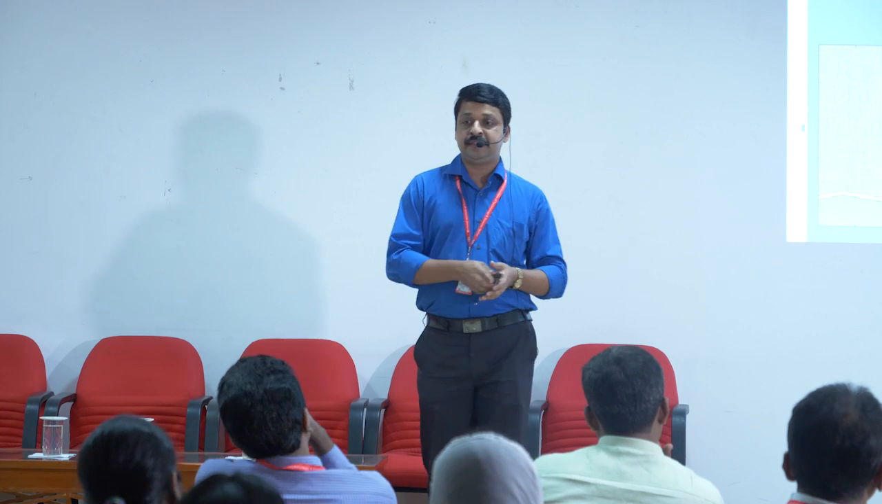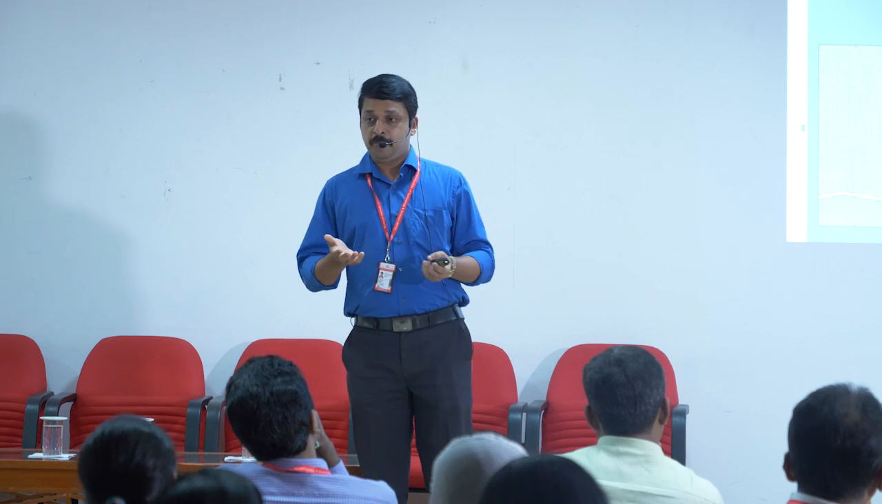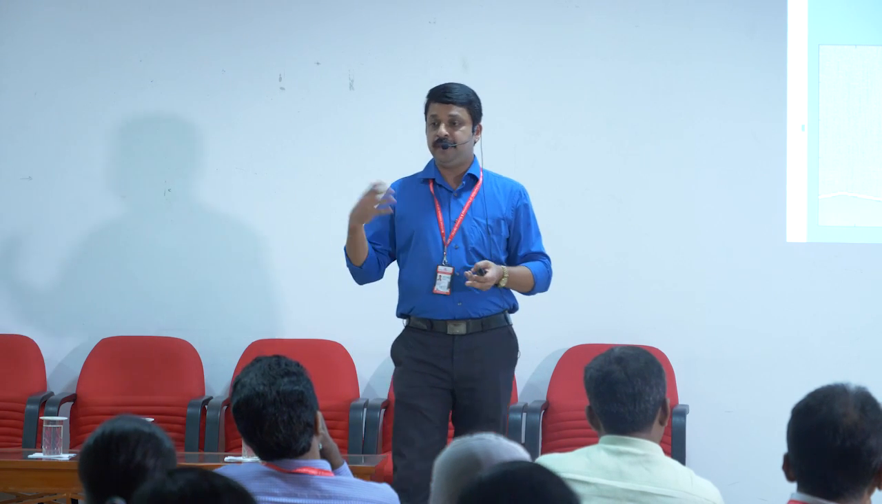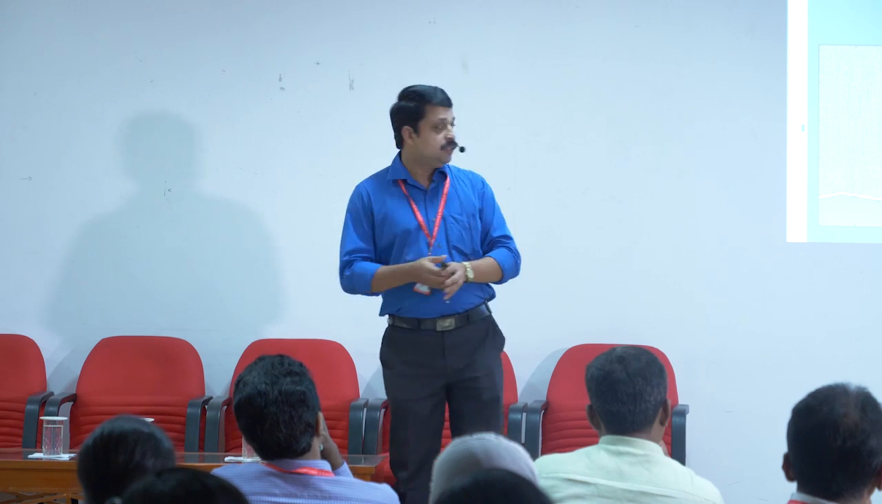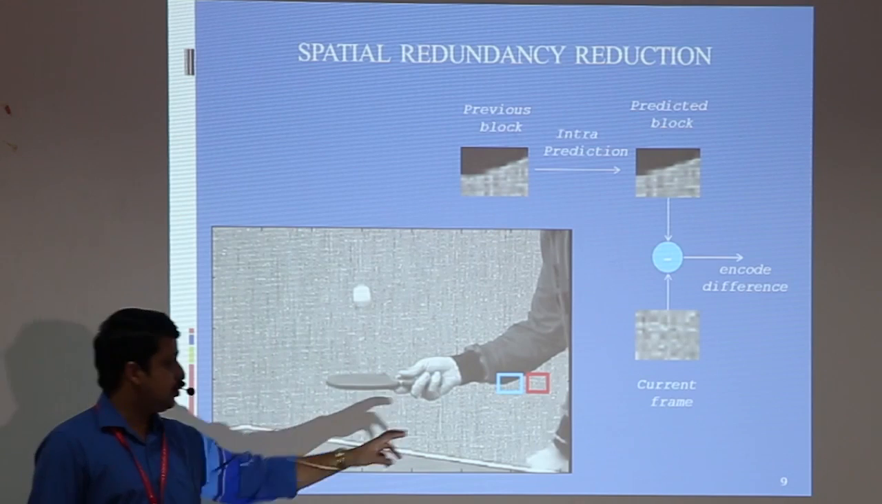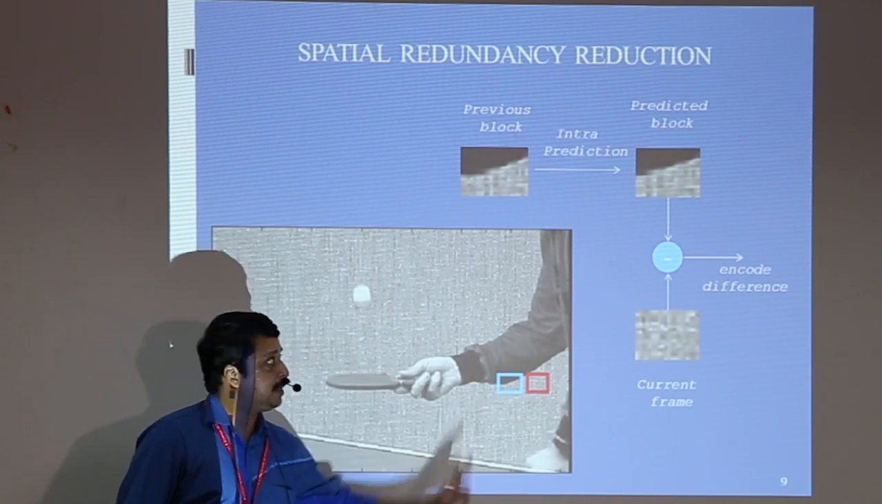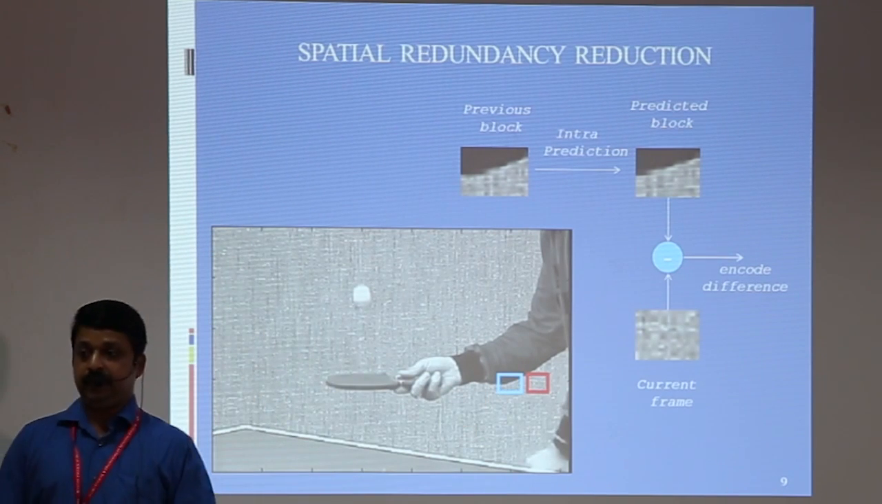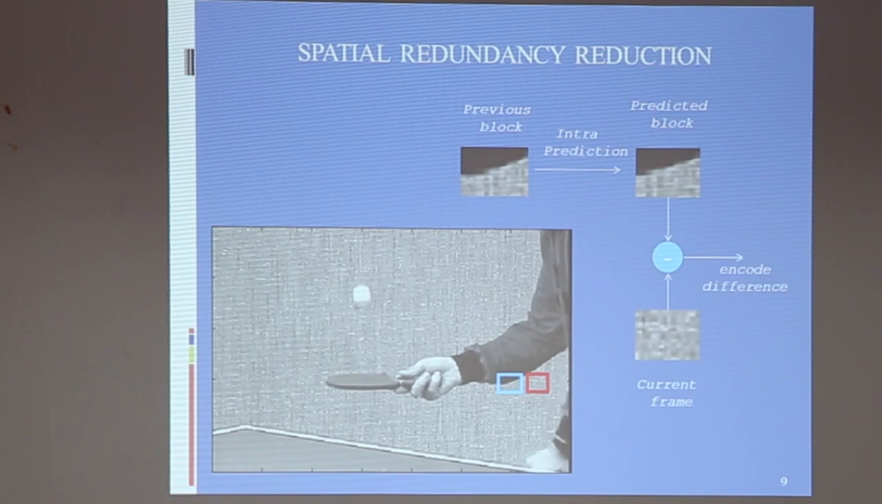For example, if it is a 720 by 480 frame, we can divide it into blocks of 8 by 8 or 16 by 16. We will be doing all these operations on a block level basis. So this is one example of a block, and this is another block. We will be coding these blocks one by one. That is the basic principle.